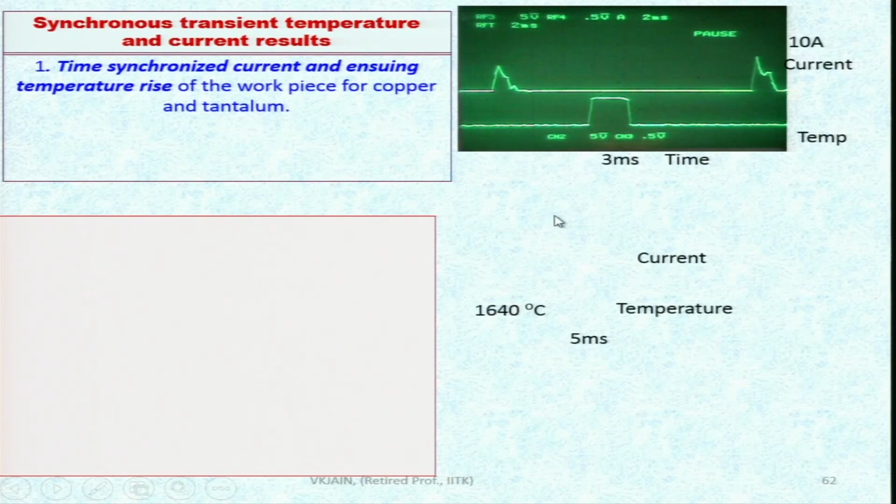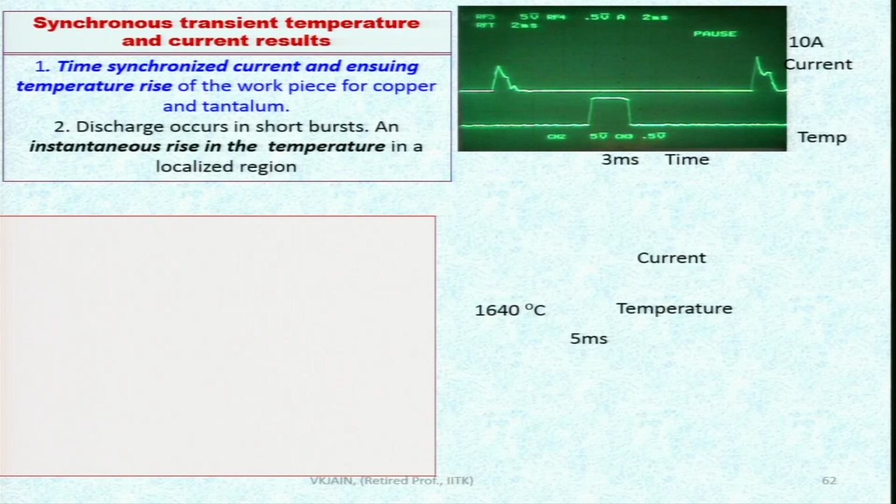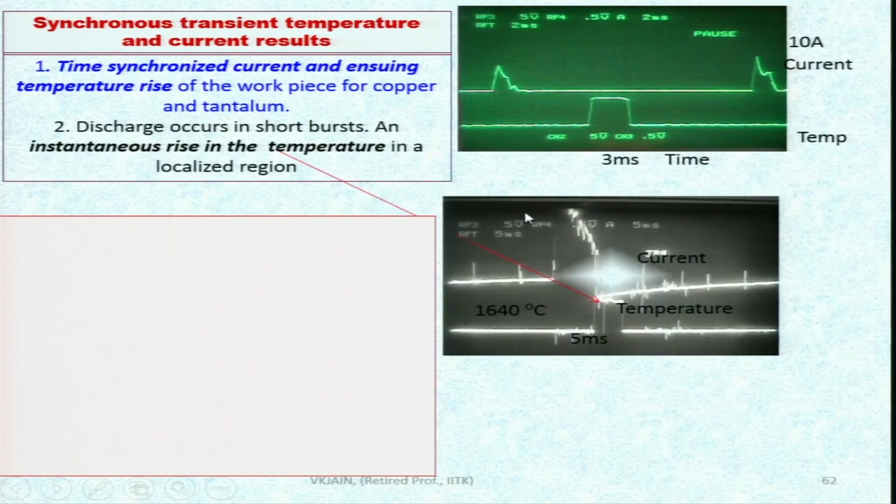Time synchronized current and ensuing temperature rise of the workpiece for copper and tantalum. Discharge occurs in short bursts, an instantaneous rise in the temperature in a localized region. You can see here, this is the current wave and this is the temperature one, and there is the instantaneous rise in the temperature as sparking is taking place. Temperature rises to 1640 degrees centigrade in this particular case.